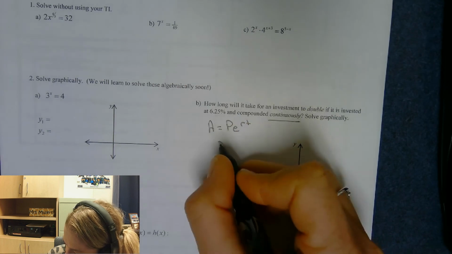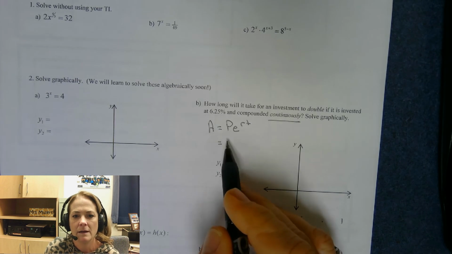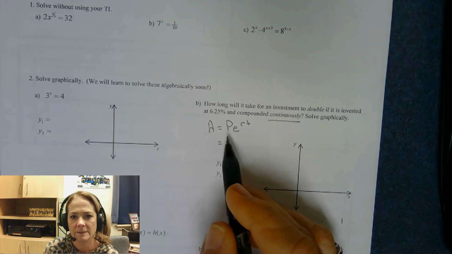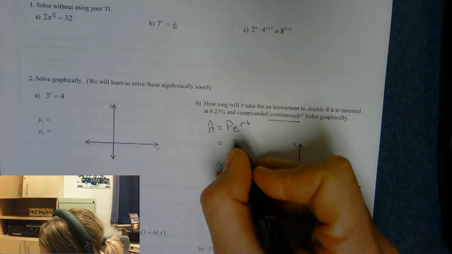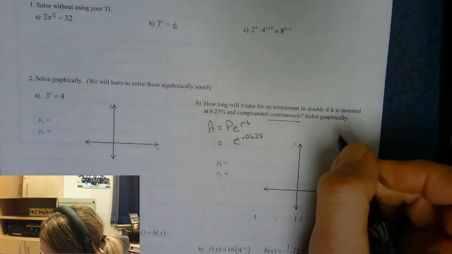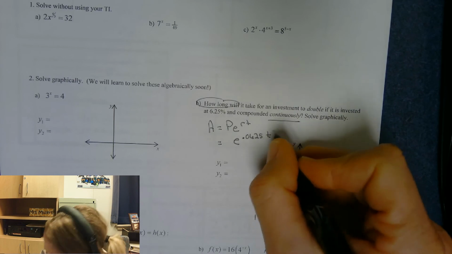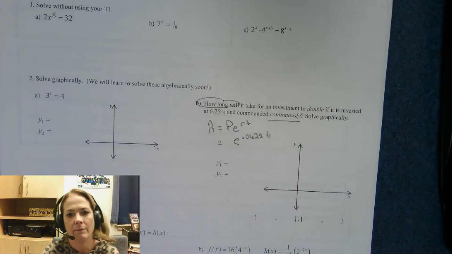All right, and so we go through this. We want our amount to double, but what's our principal? I don't know my principal. I know e is e. I know my rate is 0.0625, and I'm looking for how long. So I don't want to plug in for t. This is what I'm solving for, so I want t to be in the problem.